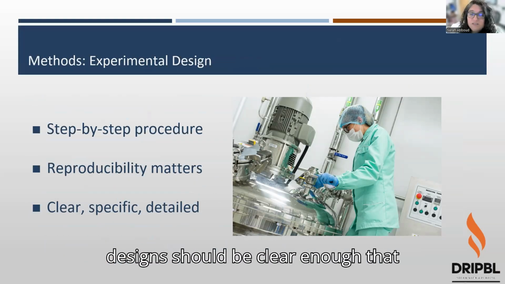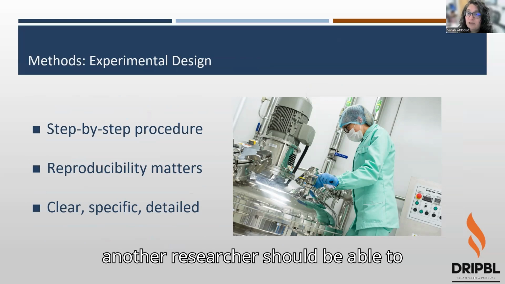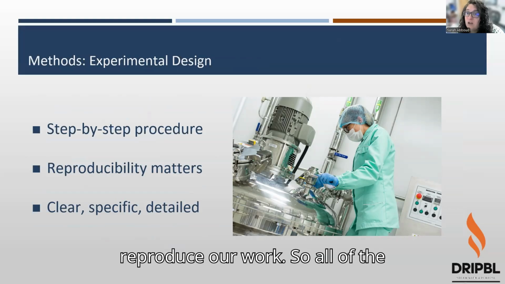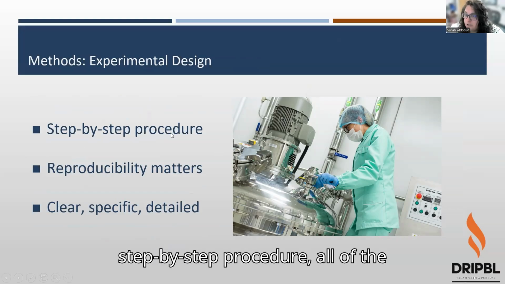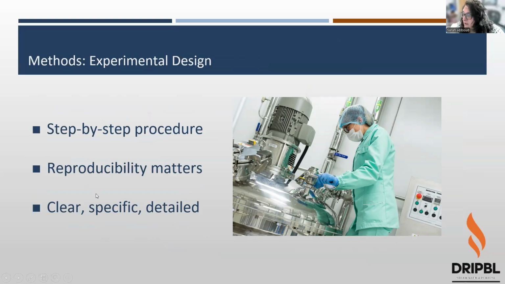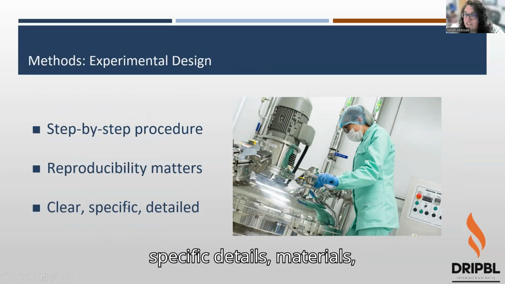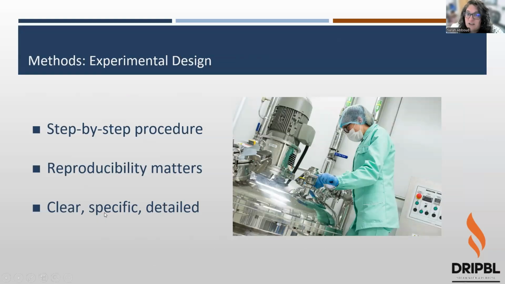Our experimental designs should be clear enough that another researcher should be able to reproduce our work. So all of the details, all of the steps, the step-by-step procedure, all of the specific details, materials, conditions, precisely.